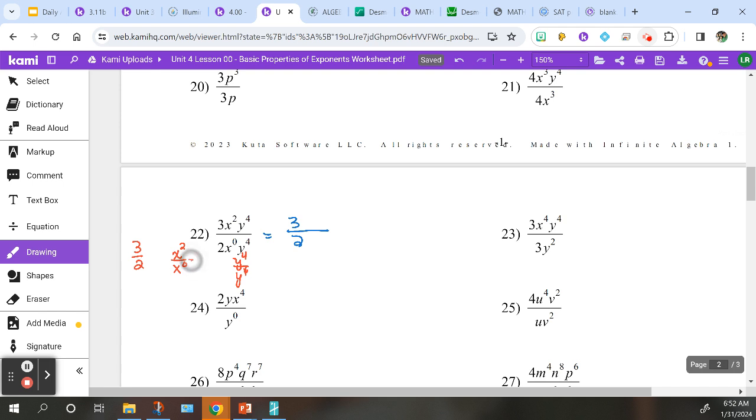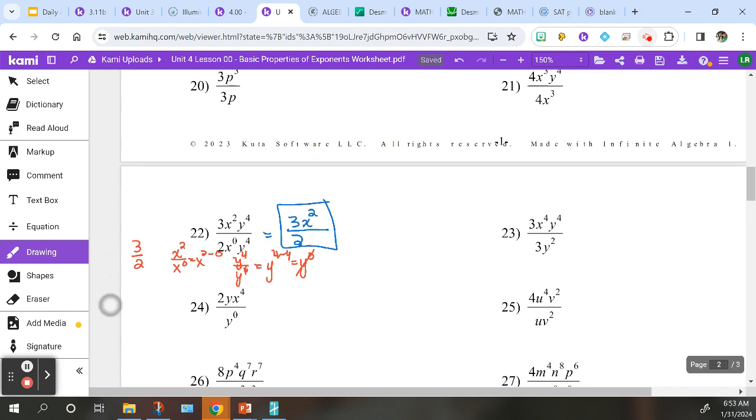So with my x's, that would be 2 minus 0. 2 minus 0 is 2. So that's going to give me x squared, and it goes on the top. My y to the 4th divided by y to the 4th, it'd be 4 minus 4. Remember, that is y to the 0 power, so the y's are gone. And then this would be my answer. I would not have a y in the final answer.